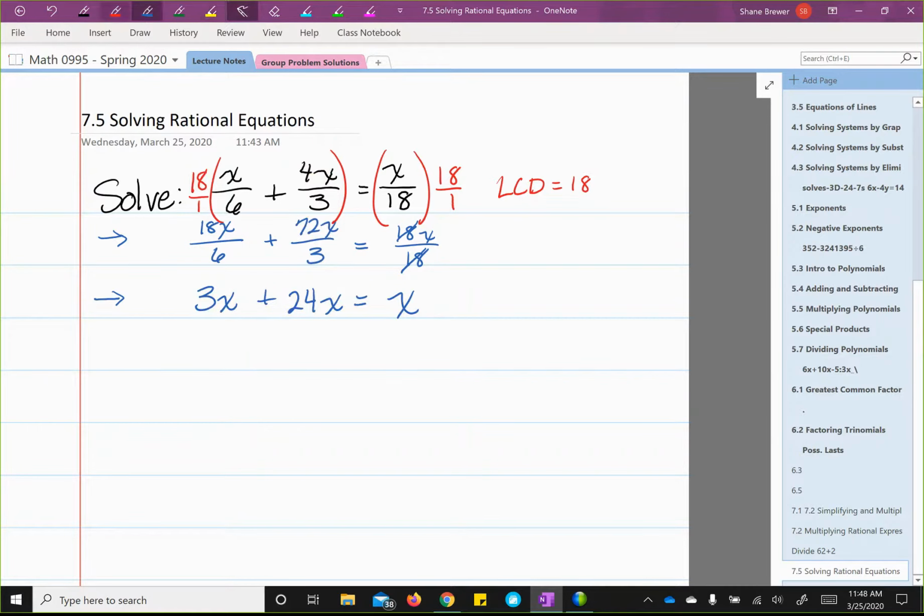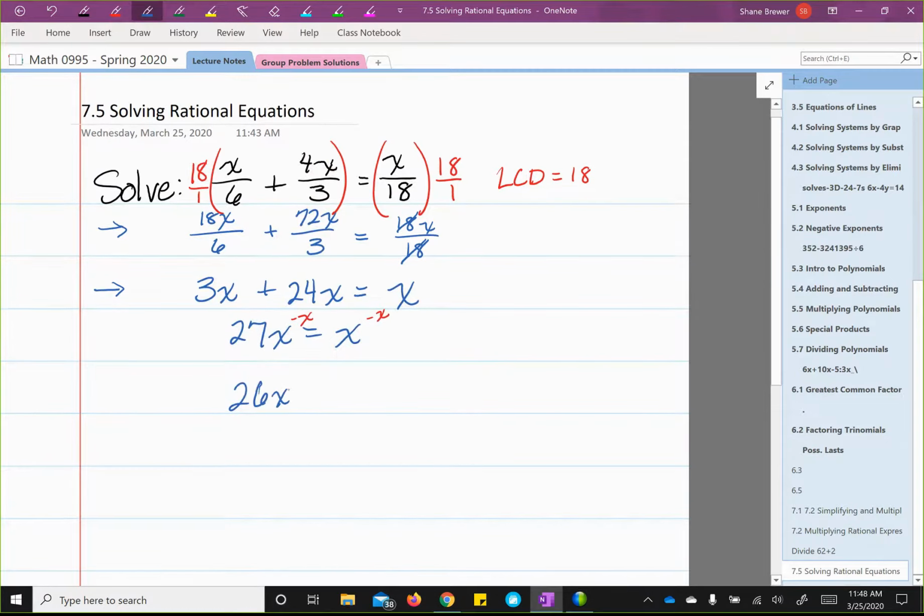Right, so we combine our terms to get 27x equals x. We'll subtract the x over from both sides. We end up with 26x equals 0. So that tells us x must equal 0. Okay. All right.